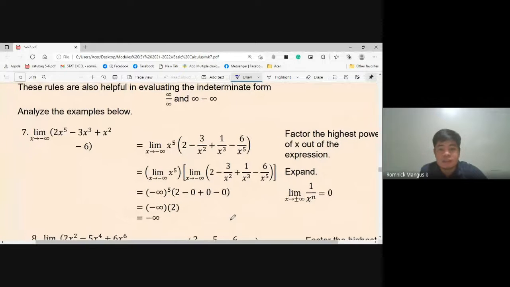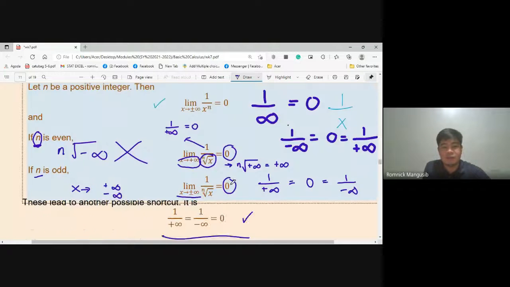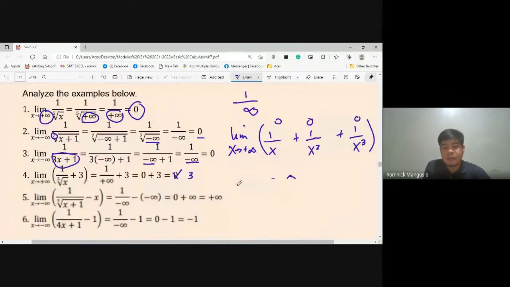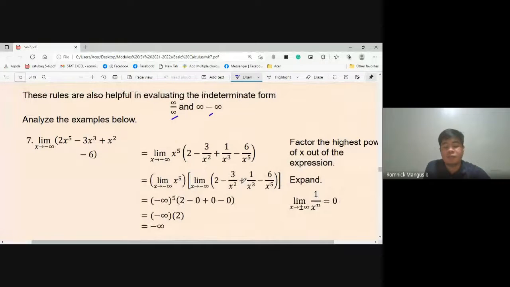Ano ba ang sinasabi nitong rule? Okay, let's take a look at this. These rules are also helpful in evaluating the indeterminate form. So ito siya. Minsan, nagagamit natin yung rule ng pag-0. Nagagamit daw natin ito para mabilis din natin ma-solve yung indeterminate form ng infinity over infinity or infinity minus infinity.